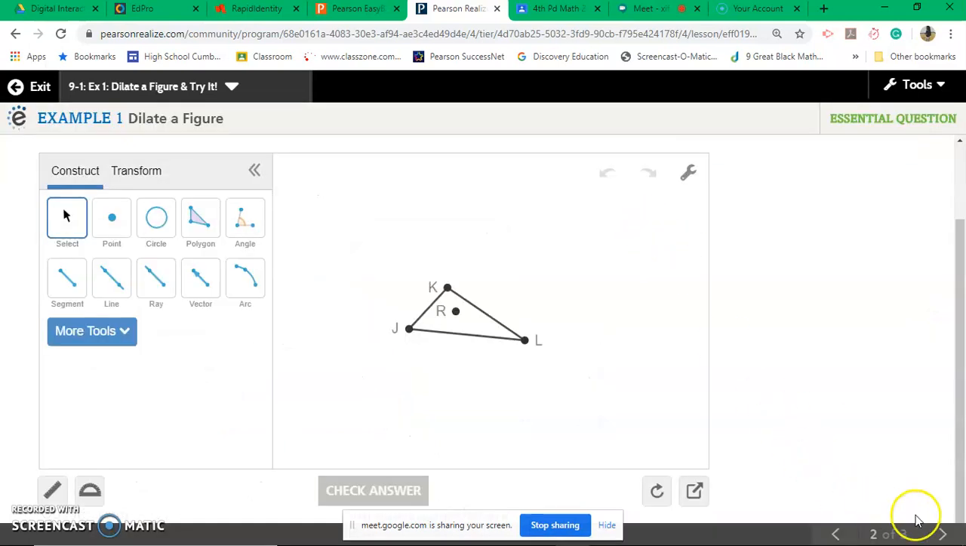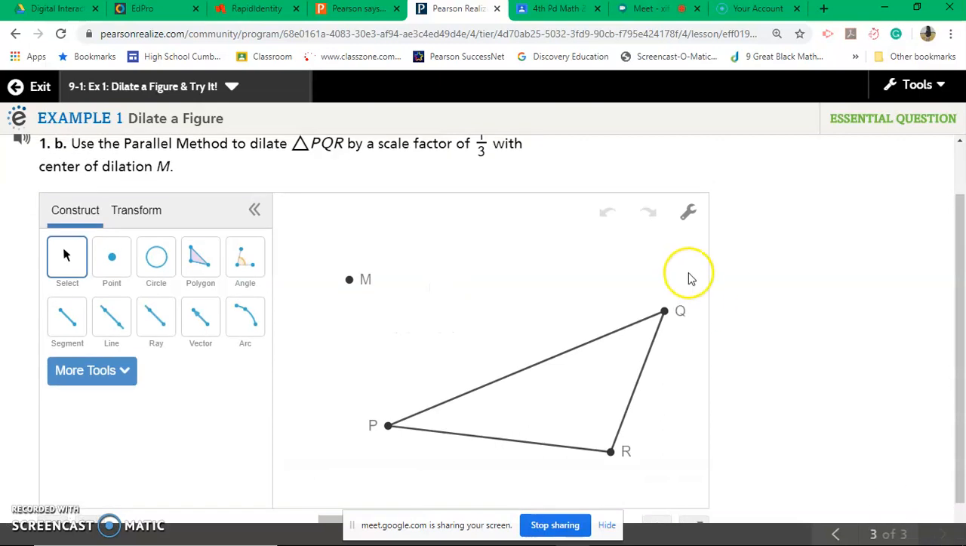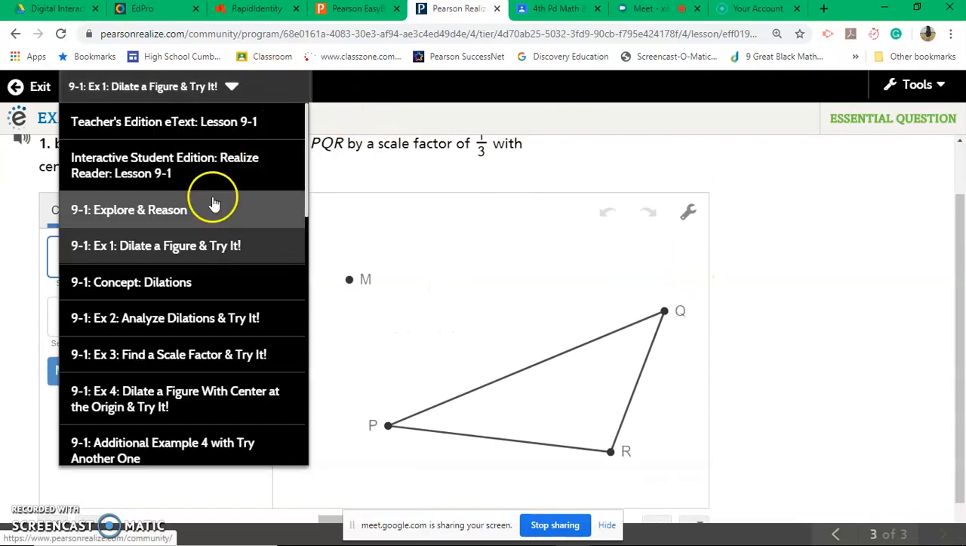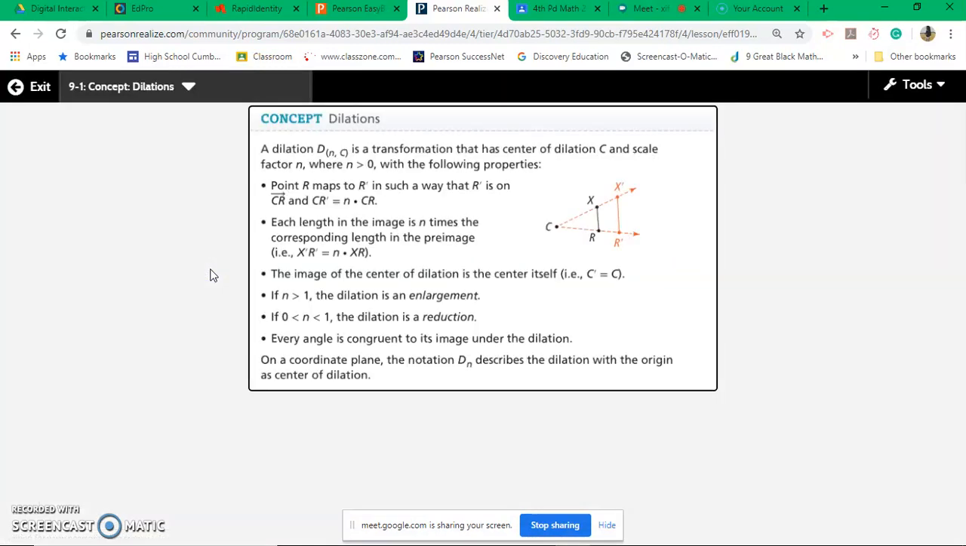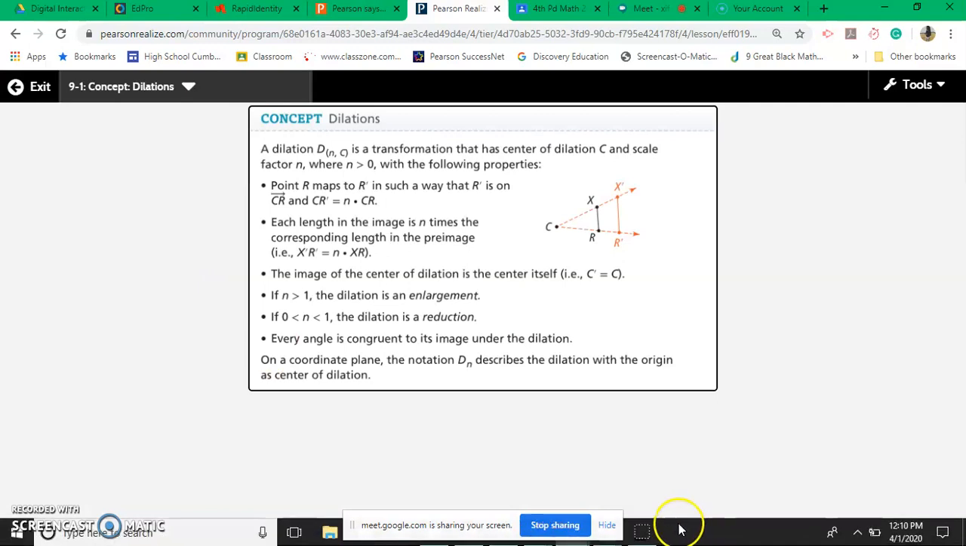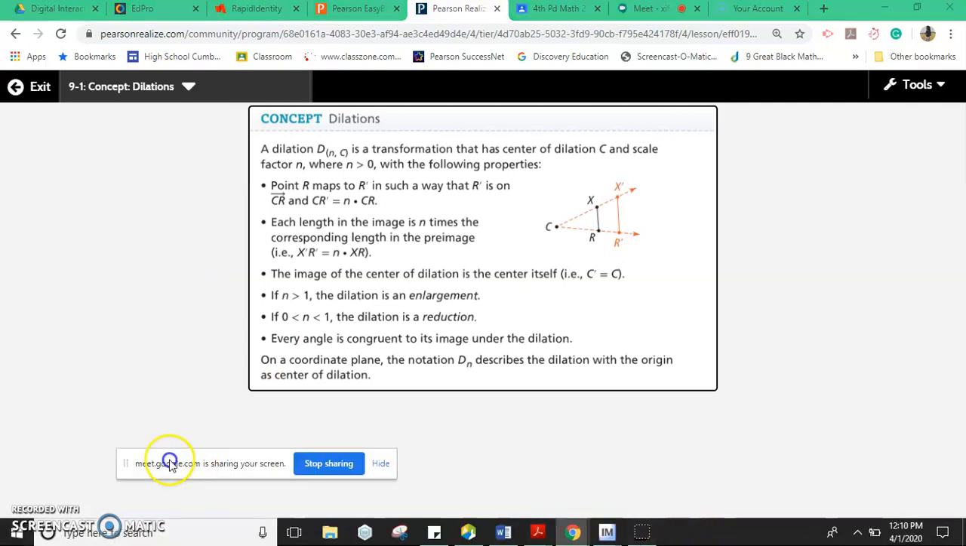So we're not going to try this. I'm going to go to this concept here, and I'm going to write some things down. Move this out of the way.